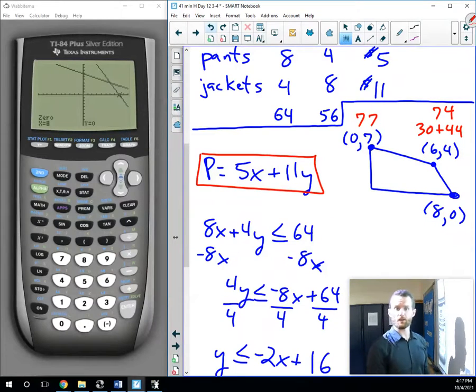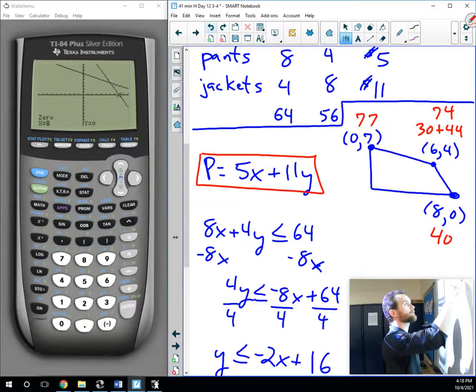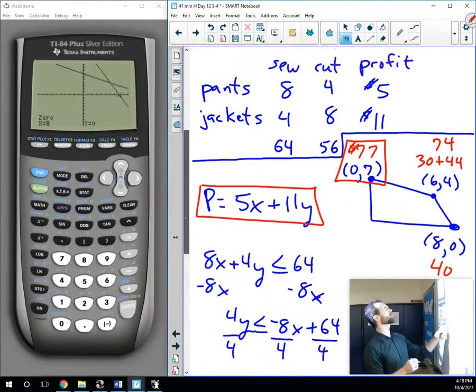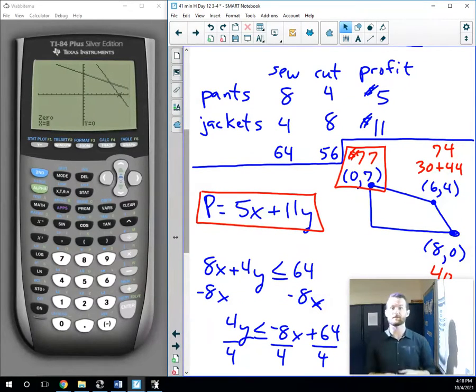And then plugging in 8, 0: 8 times 5 is 40, and 11 times 0 is just 0. So the maximum profit we can make is actually $77. So let's put a dollar sign right there. That's selling 0, 7. Our x was the pants, so that's no pants, just making 7 jackets. So this company should focus all their time just making ski jackets to get the most profit.